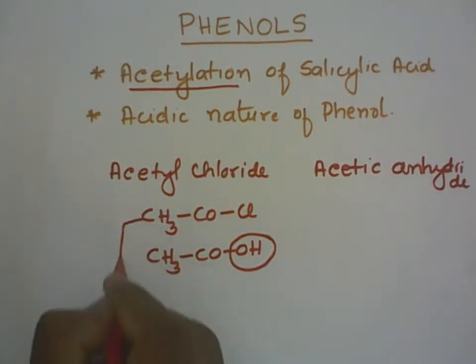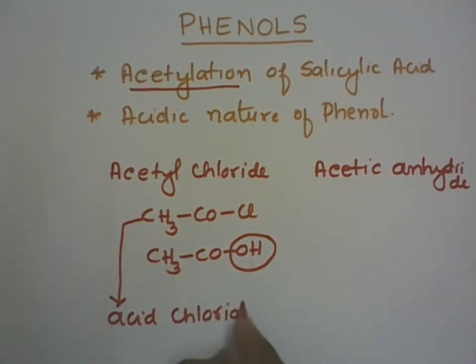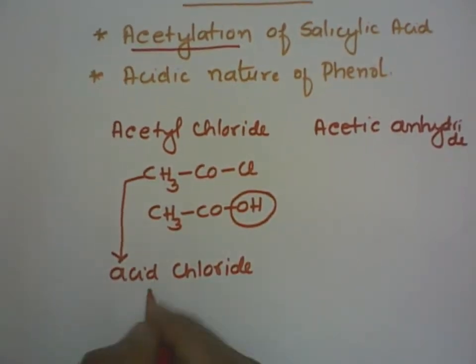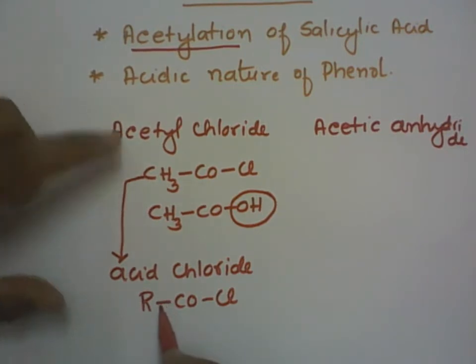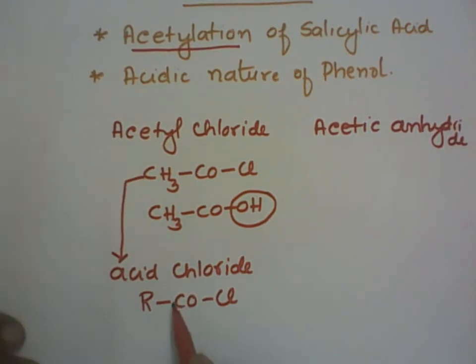So what is the general name for these chlorides? They are known as the acid chlorides. What is the general formula? RCOCl. This is the general formula for acid chloride. And one of the examples is acetyl chloride, CH3COCl, where R is equal to CH3.